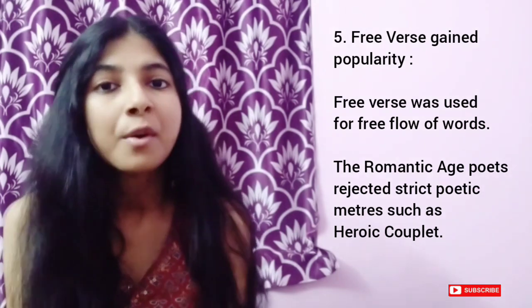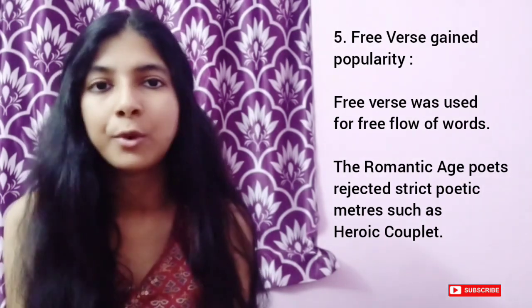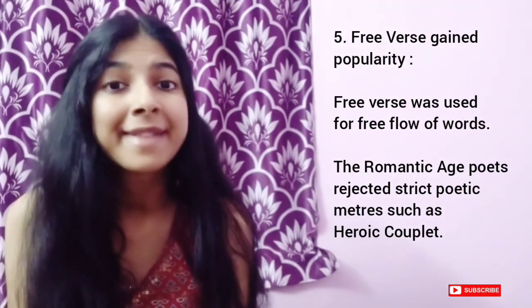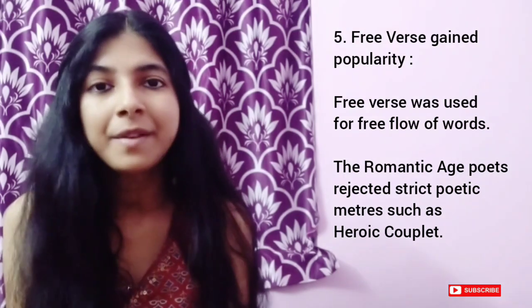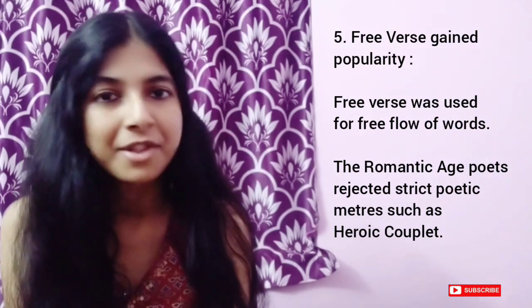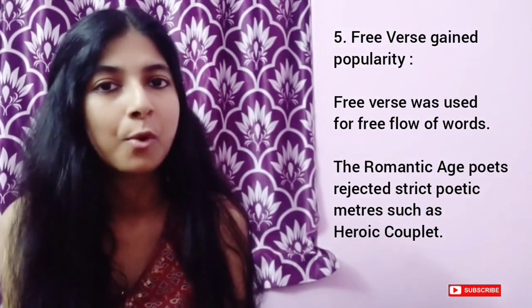Number 5. Free verse was used. The Romantic Age poets used free verse for free flow of words. They did not like using strict poetic meters such as heroic couplets, which were used in abundance by poets of the Enlightenment Age, such as Alexander Pope. So these are the literary features of the Romantic Age.